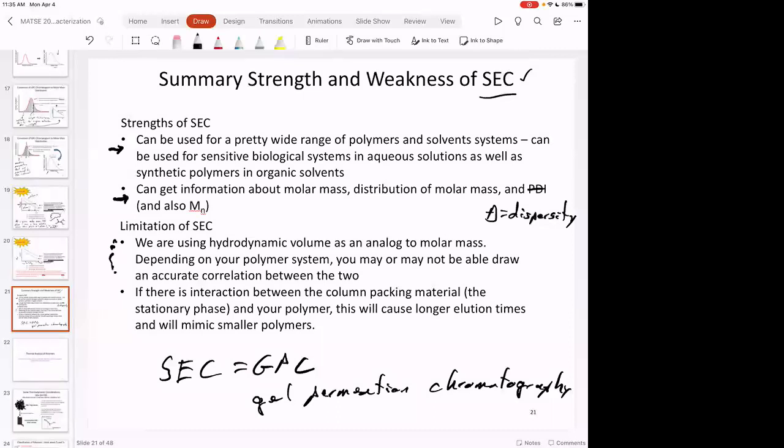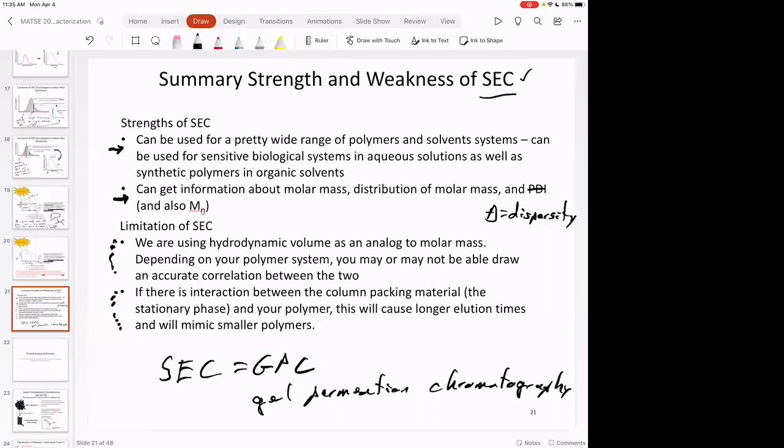Limitations: we're equating hydrodynamic volume to molar mass. That's not always perfect, especially if we're trying to compare branched versus linear polymers. And there are issues with solvent quality and interaction of the polymer with the column, etc. So these are just things to think about.